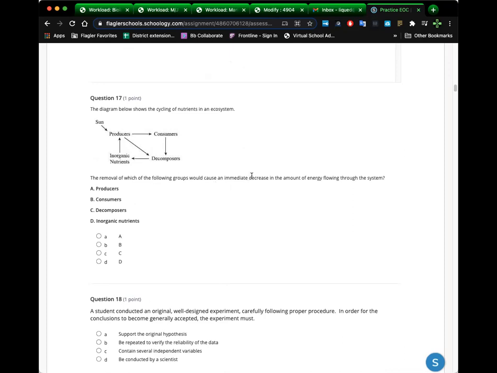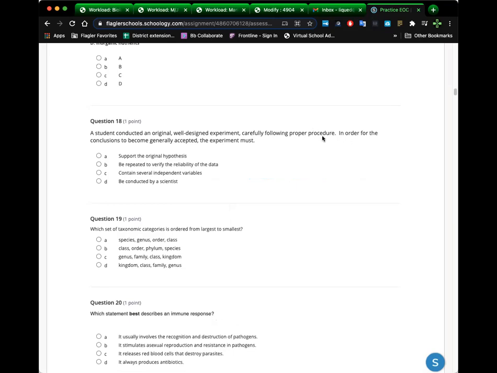All right, removal, which would cause an immediate decrease of energy. Okay, so where's most of the energy? Most of the energy is in the plants or the producers right here. Okay, that's it. That should be A.